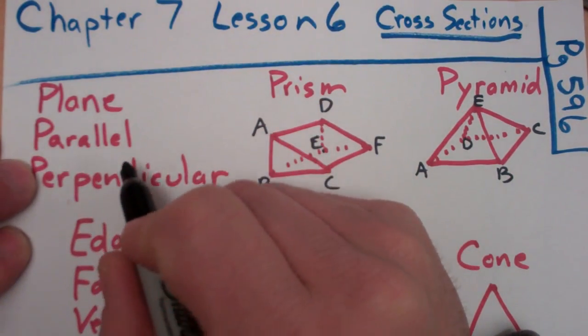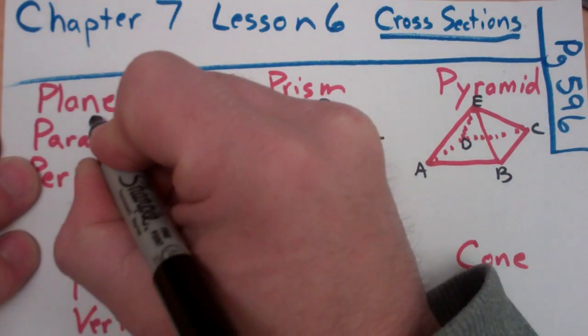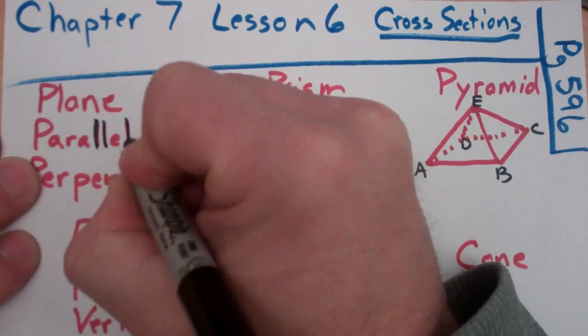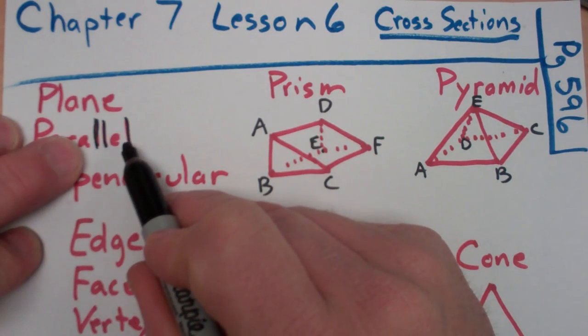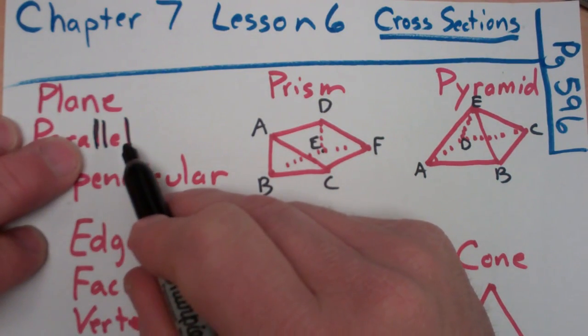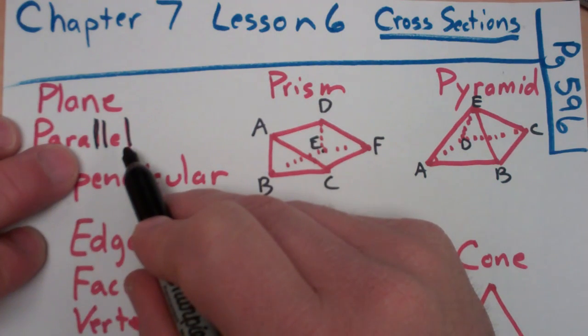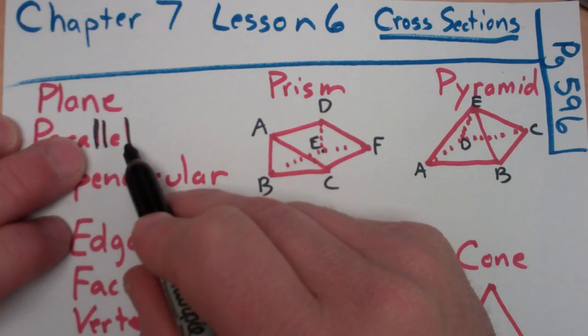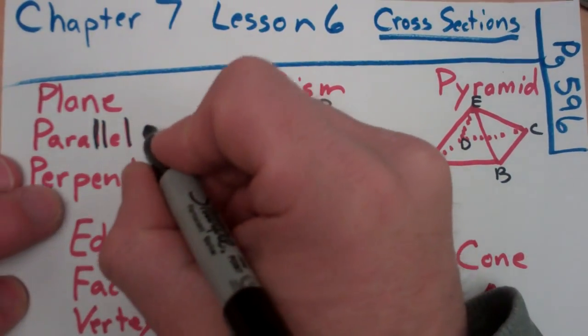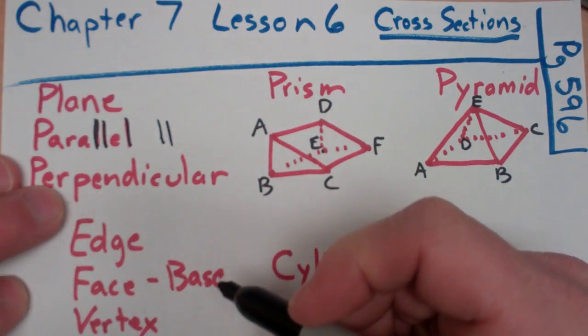Parallel. Parallel is a word you need to know. I always think about the L's in the word parallel are what you consider parallel. Parallel means they're always going to be the same distance apart. They would never intersect. Even if you continued them on forever, they would just always be the same distance apart, never intersecting. By the way, the symbol for parallel is just what looks like two little L's by each other.